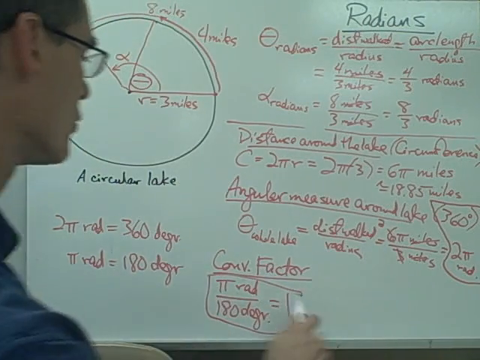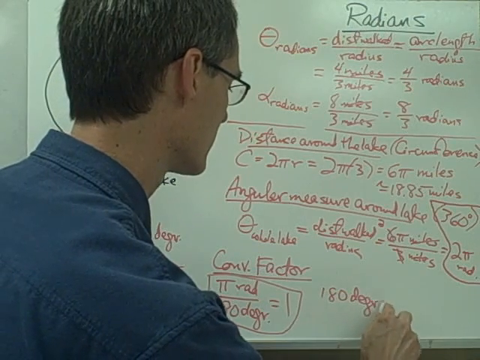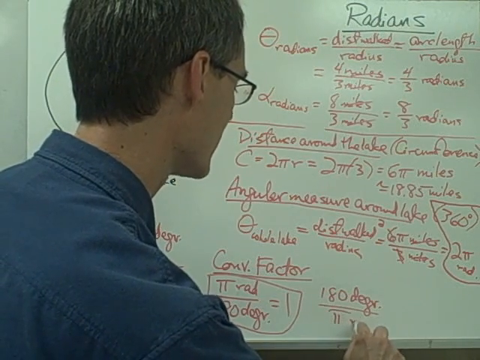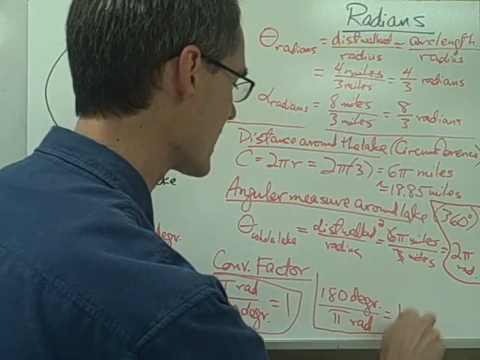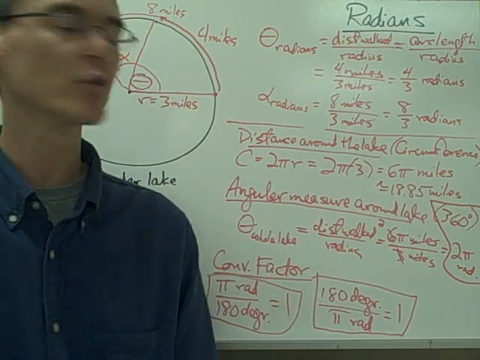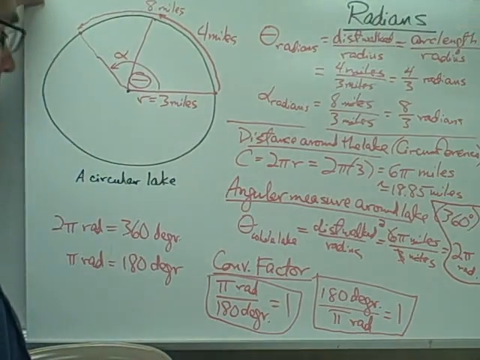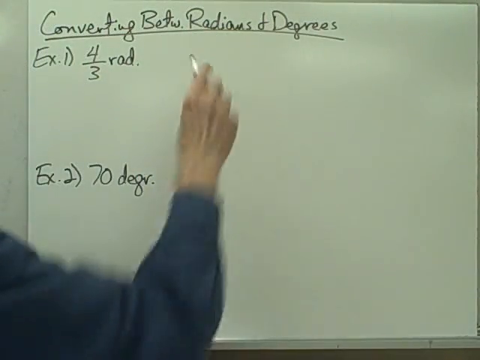I might also want to use 180 degrees over pi radians. That also equals 1. So I can use this as a conversion factor, depending on whether I want to convert from radians or degrees. So let's take a look at some examples where we want to convert from radians to degrees.